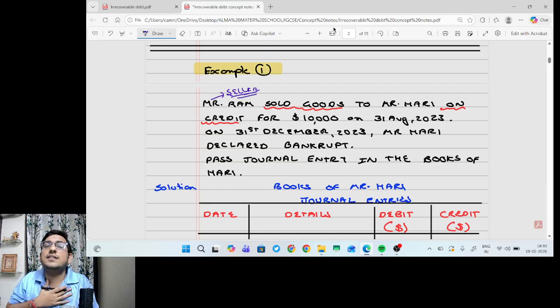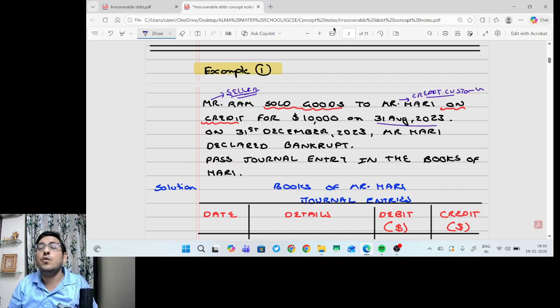So Mr. Ram, let us understand, we are Mr. Ram. Mr. Ram sold goods to Mr. Hari. So can I say Mr. Hari is my credit customer, that is the buyer? He is my credit customer, sold on credit for $10,000 on 31st August.